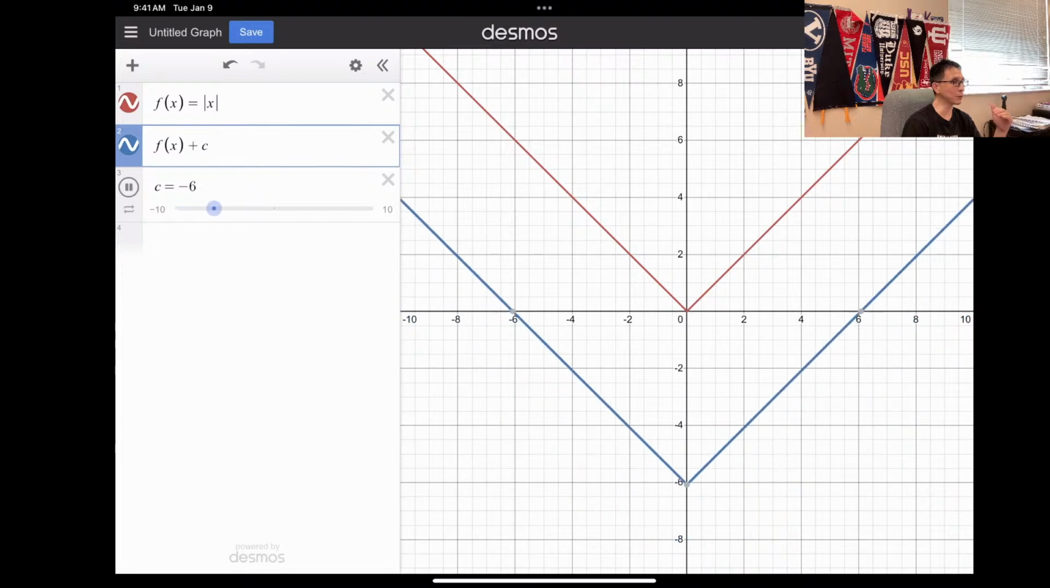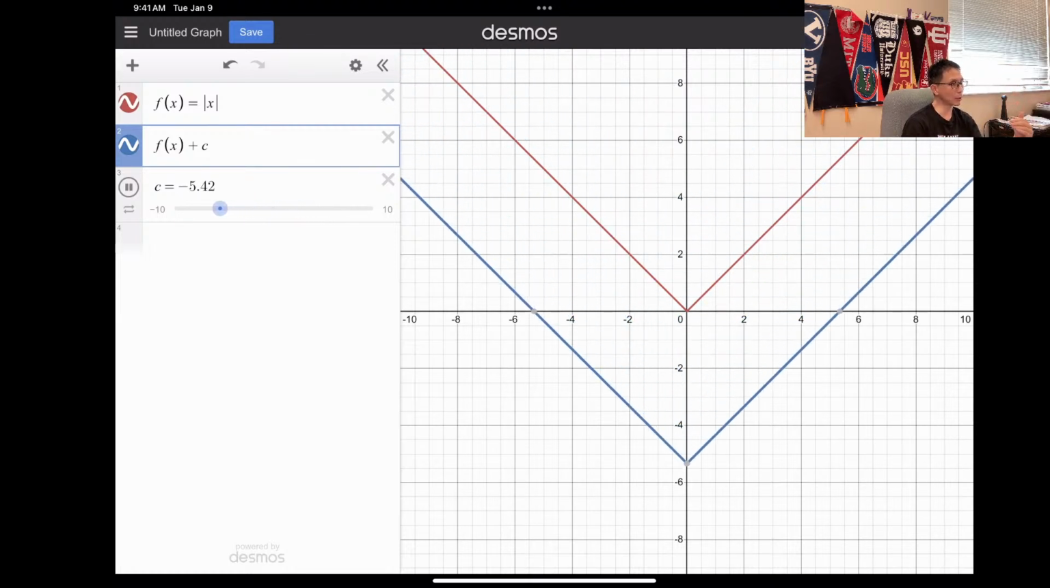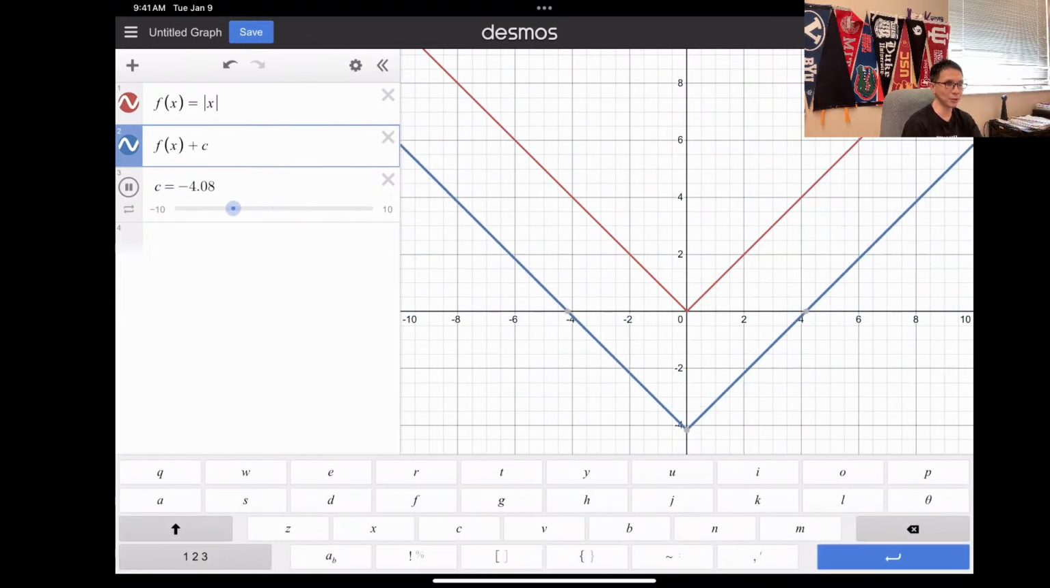If those people are very good at it, that plus c and minus c becomes like that. So they take the whole graph up or the whole graph down. Now, if you pay attention, if I change that c, right? And let's just say plus c here.